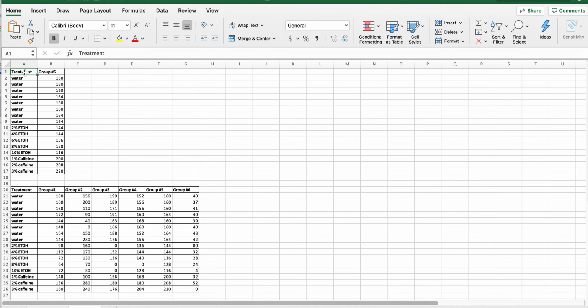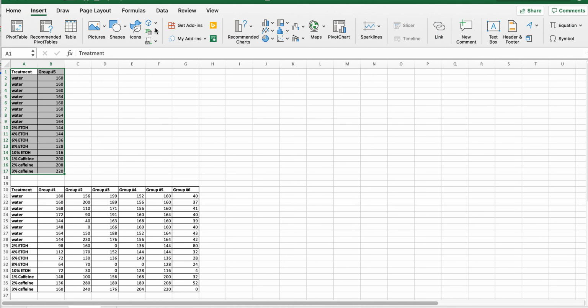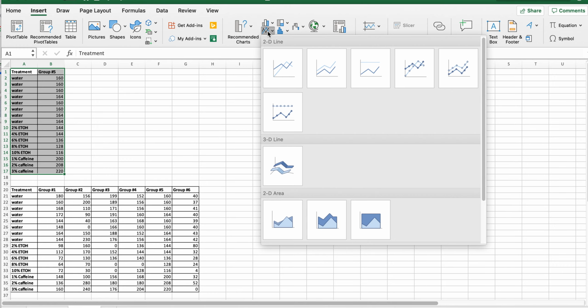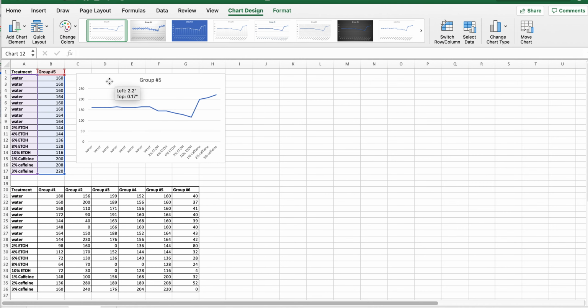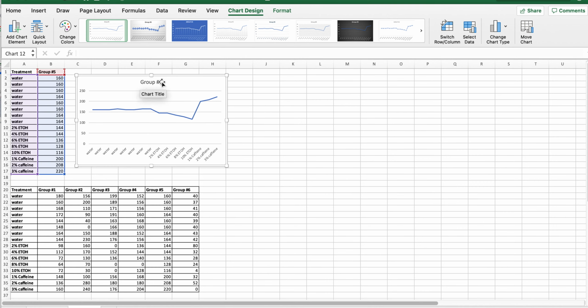I am going to now highlight my data, and I'm going to go to the top and hit insert. And then I'm going to pick a chart. So here are all the different charts. I am going to pick a line chart. The lab manual asks for a histogram, but I personally like line charts better. So I'm going to pick the very first one, the 2D line chart right here. And there it is. And we can see that it's got a title. It says Group 5 Treatment Data.